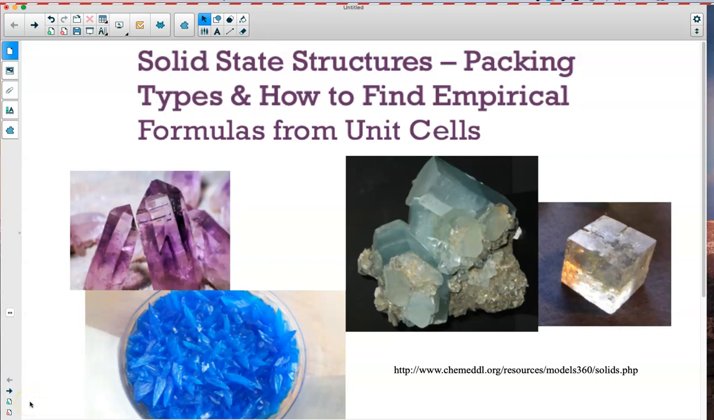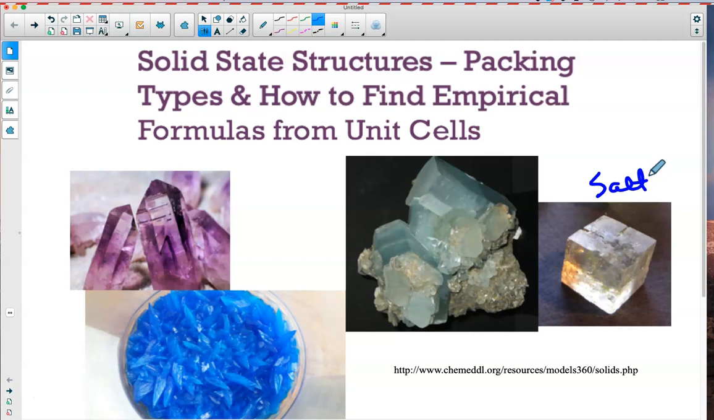Hi, this is Dr. Neff, and today I'm going to talk about solid-state structures and how we describe them. We're going to focus on crystalline solids, and shown here are some pictures of some mineral examples of crystalline solids, including fluorite, which is the purple one, copper sulfate, which is the blue one, rock salt, which is this one over here, and then beryl, which is aquamarine, which is the bluish one.